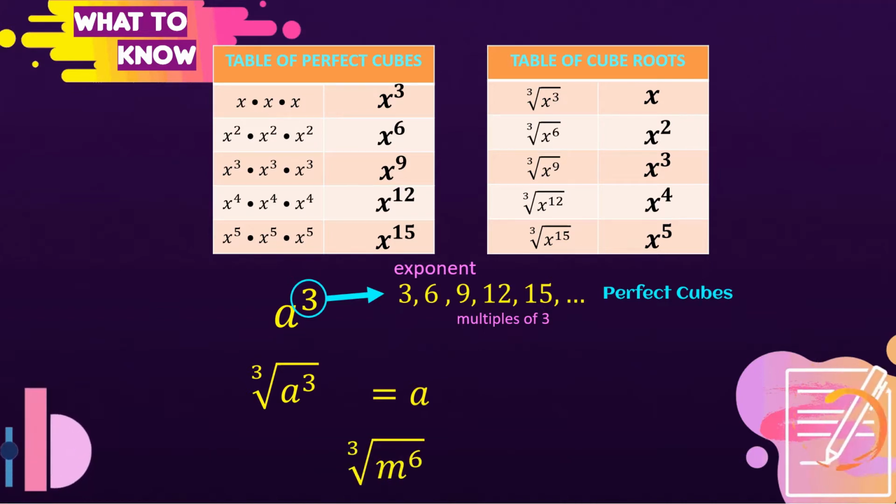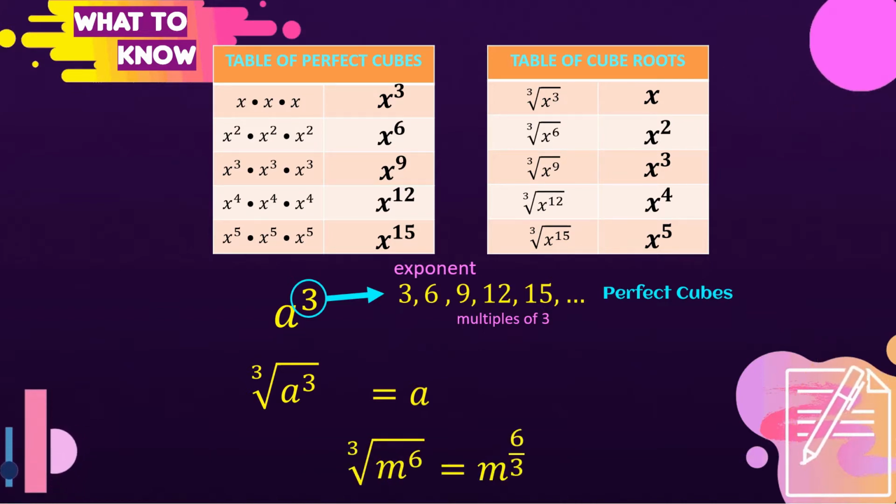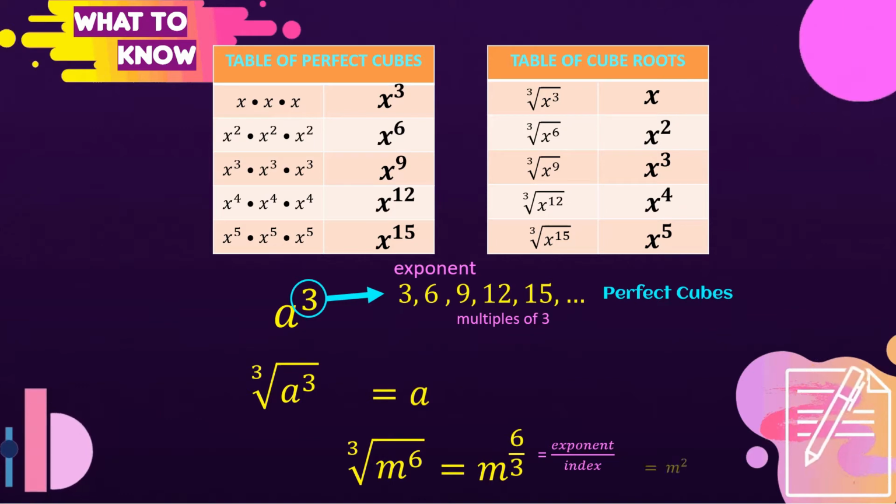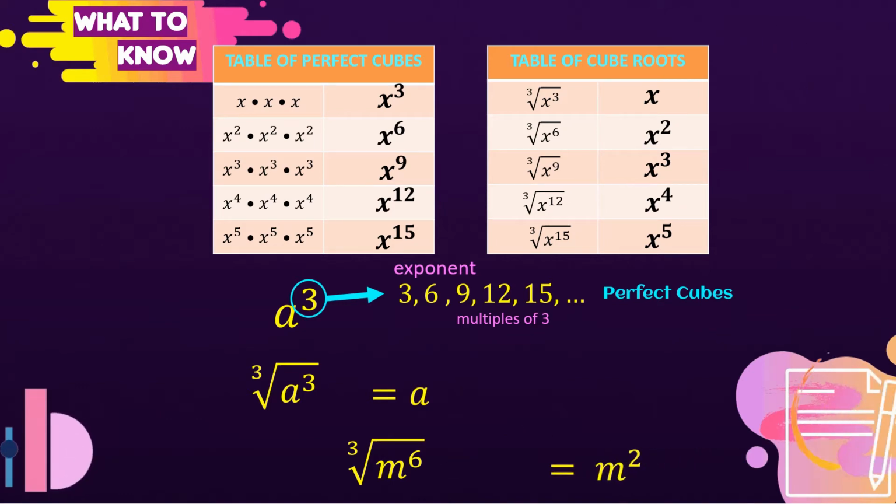Next, given the cube root of m to the 6th, it is equal to m to the 6th over 3. 6 is the exponent divided by the index 3. So simplify, it gives us m squared.